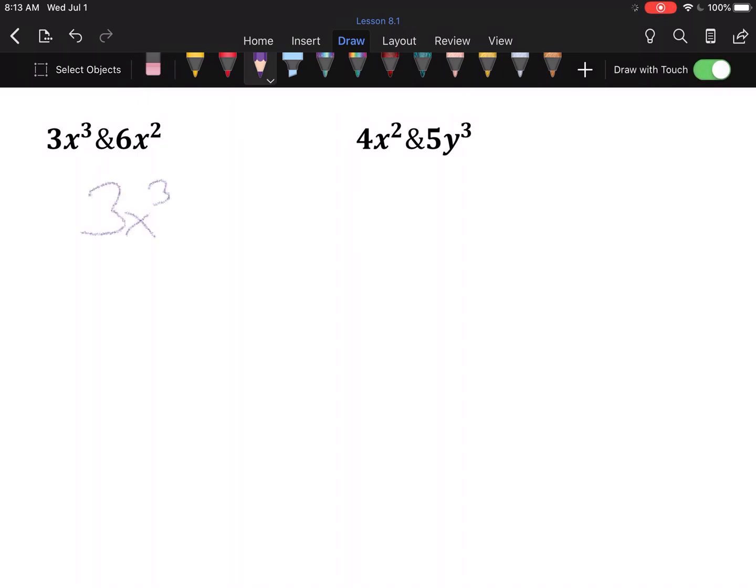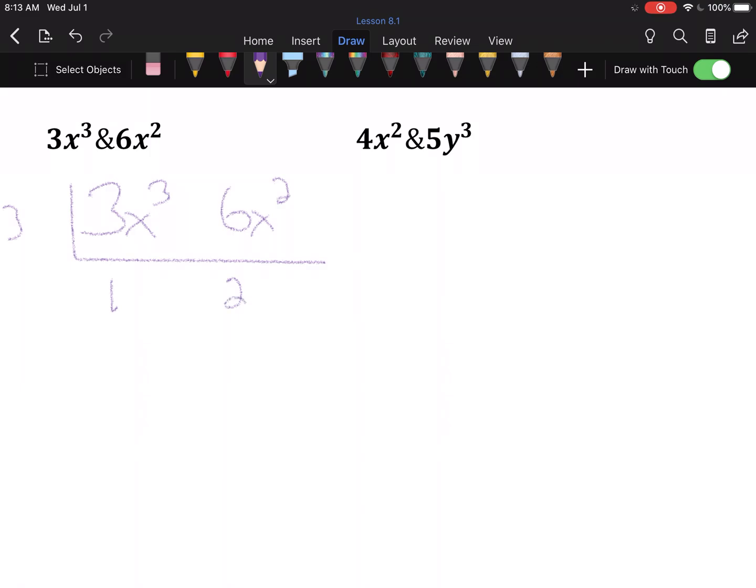3x cubed, 6x squared. Well, what can come out of 3 and 6? I would hope you're all shouting 3, or at least thinking 3. 3 divided by 3, of course, is 1. 6 divided by 3 is 2.